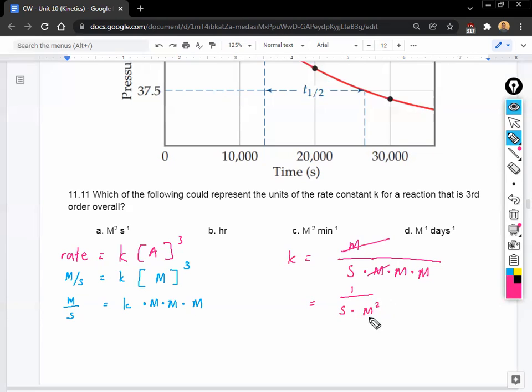Now we can rewrite this. If I have something on the bottom of a fraction, it's to the power of negative whatever. And so we'll have M to the power of negative 2, S to the power of negative 1. And there you go. These are the units of measurement for a third order reaction. Now, here we don't have any seconds, but we can easily convert seconds into minutes, right? And so we can just say that C is the correct answer.